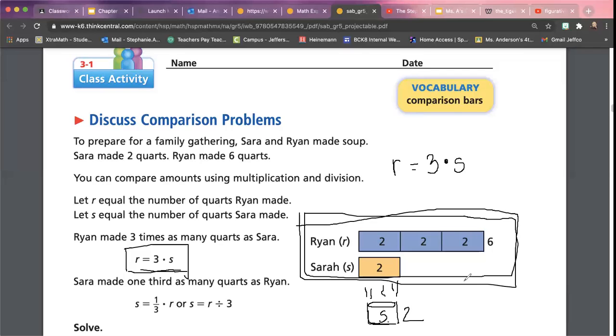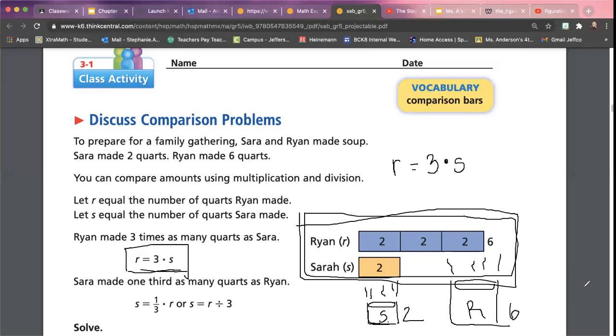But Ryan's pot of soup is 3 times as many. So Ryan's pot of soup might be a little too big-ish. Here's his pot of soup. It would take 3 of Sarah's pots of soup to fill up Ryan's.